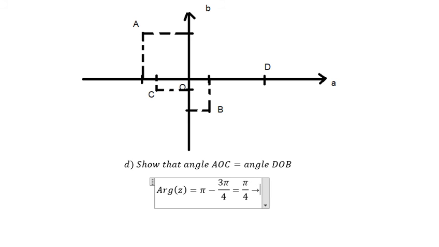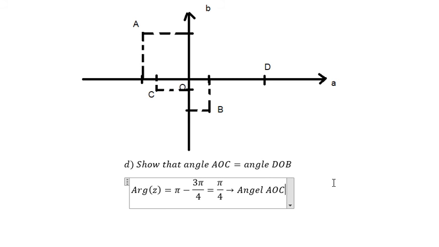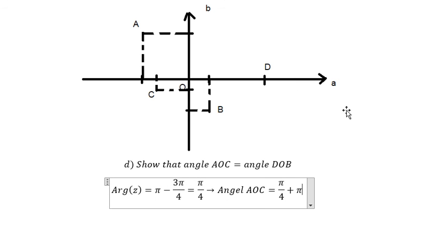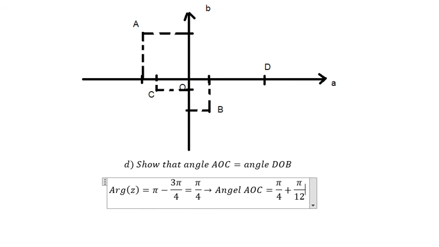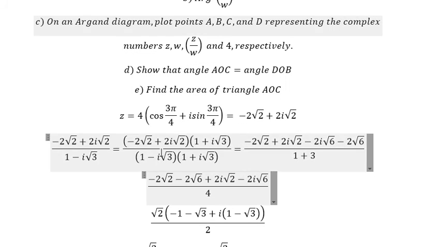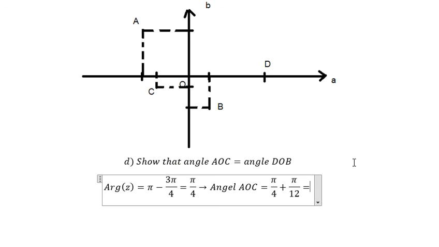So we have angle AOC is about p over 4 of this one plus p over 12. That's a form C. That's about this argument. We just calculate in here. And we got about p over 3.